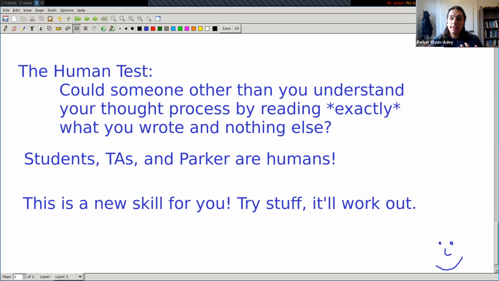This is a new skill for you. It's going to take some time to develop. We're going to do multiple homeworks. We're going to develop the skill together. So try some stuff out. It'll probably work out.